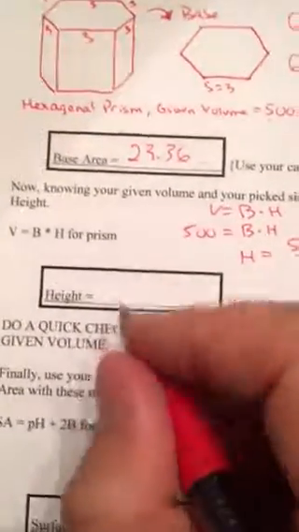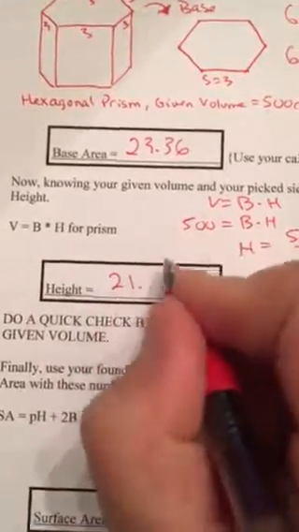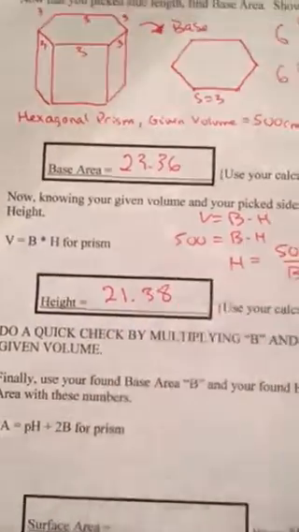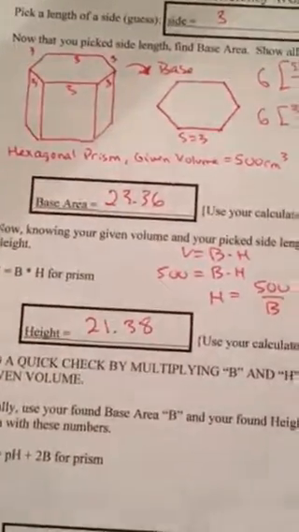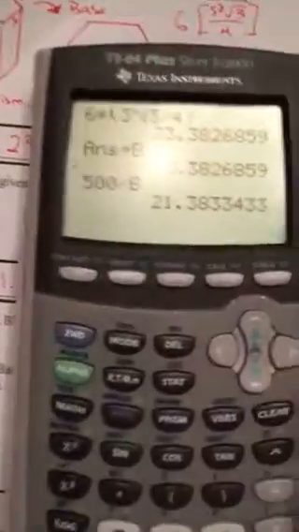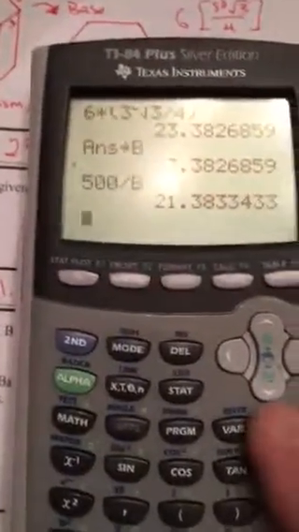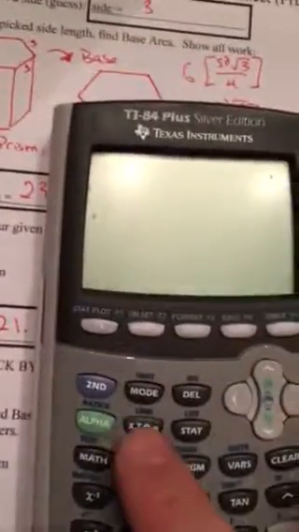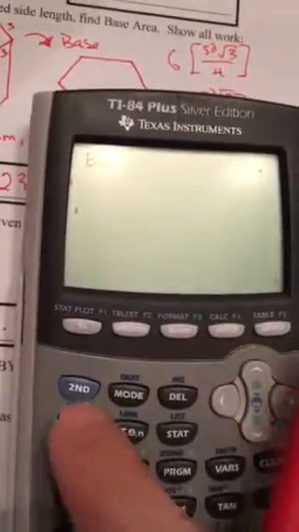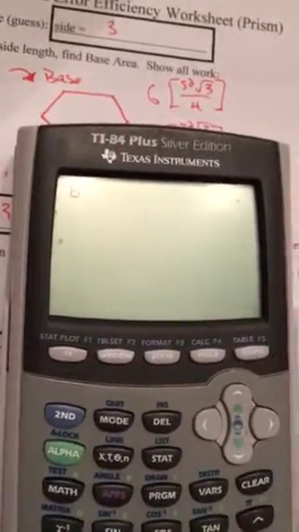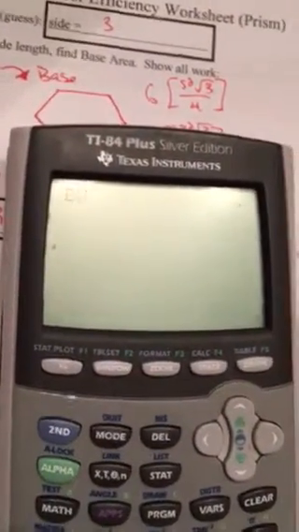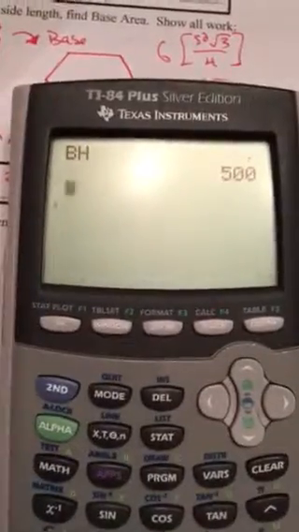We can put that into our height right here, 21.38. Okay, and so now we have the base area and the height that will give us our volume. Now we could check this very easily. We have a base, we have a height. Let's go ahead and just clear out the screen and see what we get when we multiply base times height. Did I store the height in? I may have. Base times height, 500, exactly.